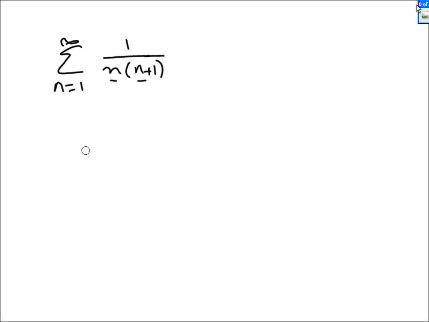So we have to try something else. I would think partial fractions: 1 over n minus 1 over n plus 1.